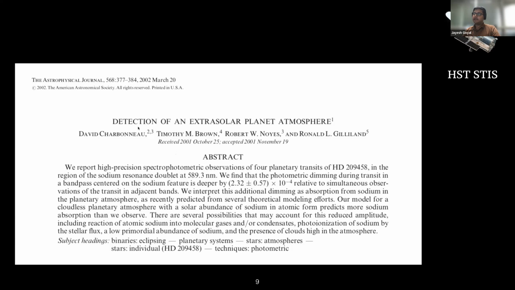This is the paper telling you about the detection of an extrasolar planet atmosphere. You can see the title itself says the detection of an atmosphere. So this was the first time we got to understand that these exoplanets have atmospheres and we can study them. This was done using the Hubble Space Telescope. They studied planet HD 209458 in the region of the sodium resonance doublet at 589.3 nanometers. So what does this mean? You don't have to worry if you don't understand this, because I'm going to go into the details of all this. The only thing you should understand is this was the first detection.